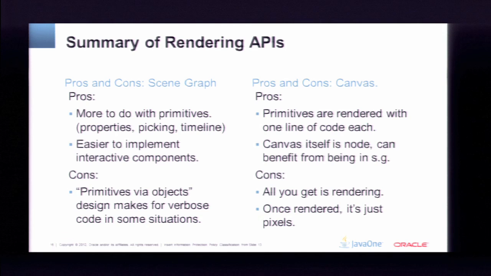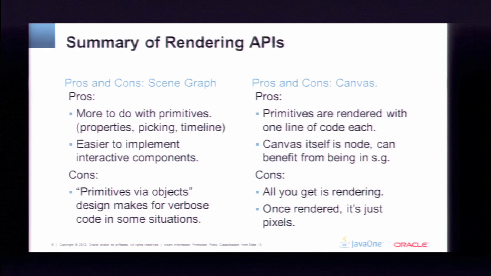The big con of the scene graph is the idea of primitives via objects. You have to define lots of objects to get the rendering you're looking for, where if you're doing a simple rendering, it can be a little more verbose than you want. With Canvas, you can render a shape with one line of code. And the canvas itself is a node, so you can pick on the canvas. You still have some of that benefit.